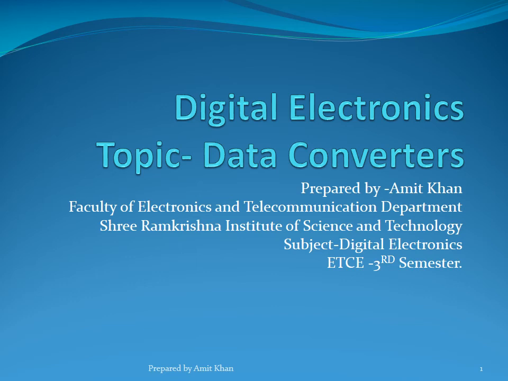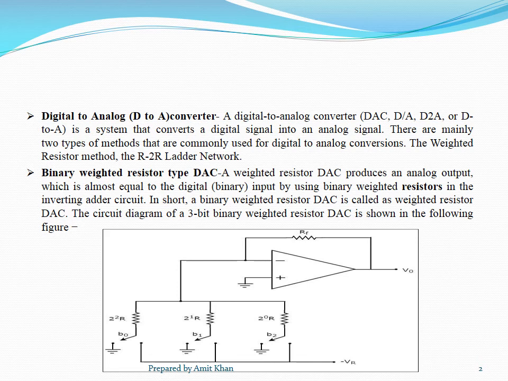In this video, I will discuss data converters. It is a topic of digital electronics. Data converters means analog to digital converter and digital to analog converter. So first we will study digital to analog converter, that is D2A converter. It is also known as DAC. A D2A converter is a system that converts a digital signal into an analog signal.